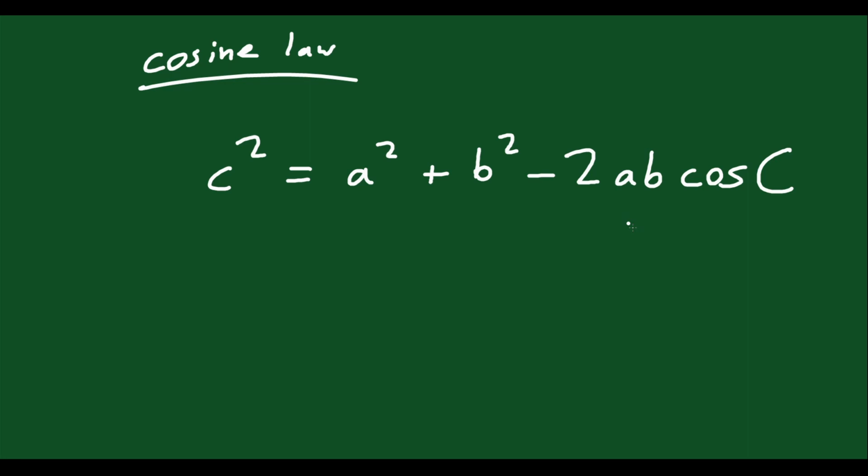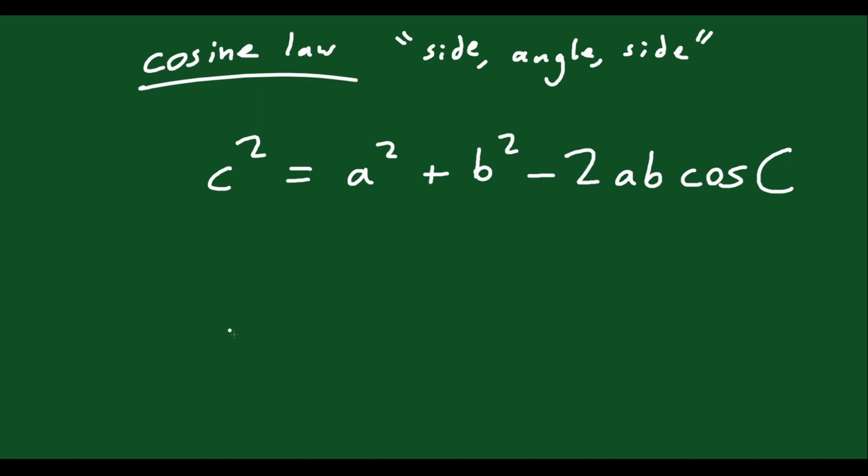Now what does this allow you to do? It allows you to find the length of a side when you have the other two side lengths as well as the opposite angle. People will commonly refer to this as side, angle, side. Because if you have a side and then an angle and then the next side, you can use cosine law.